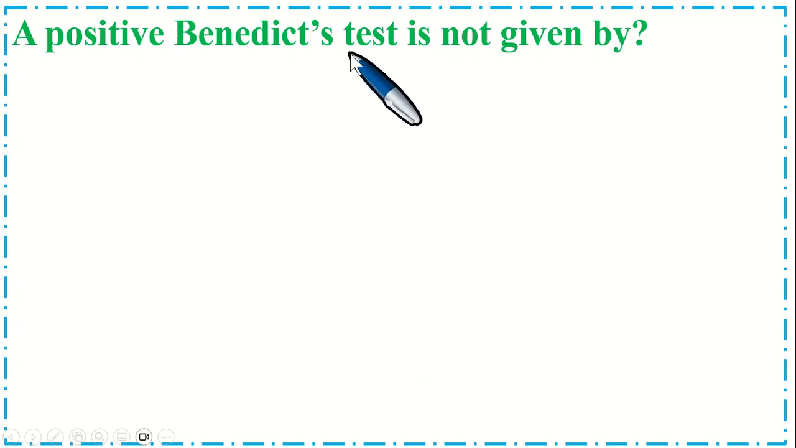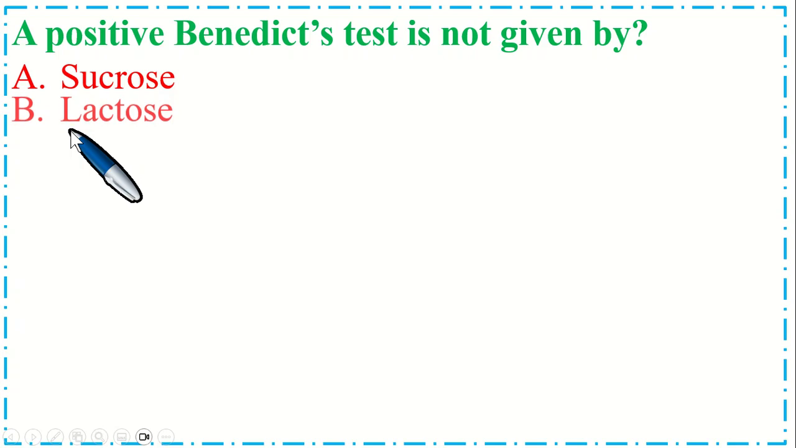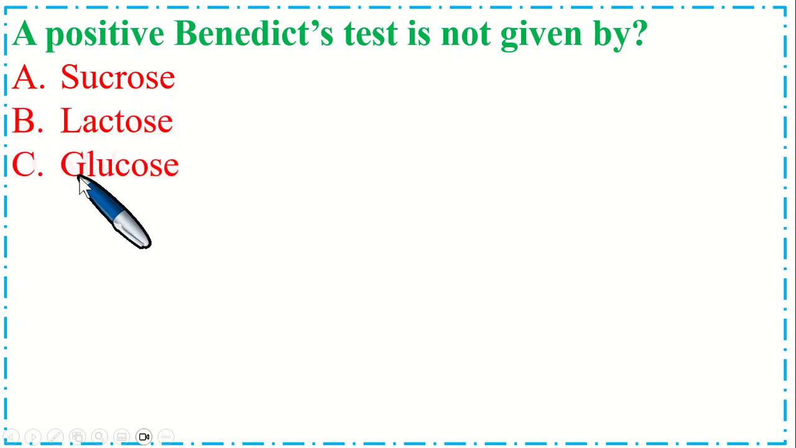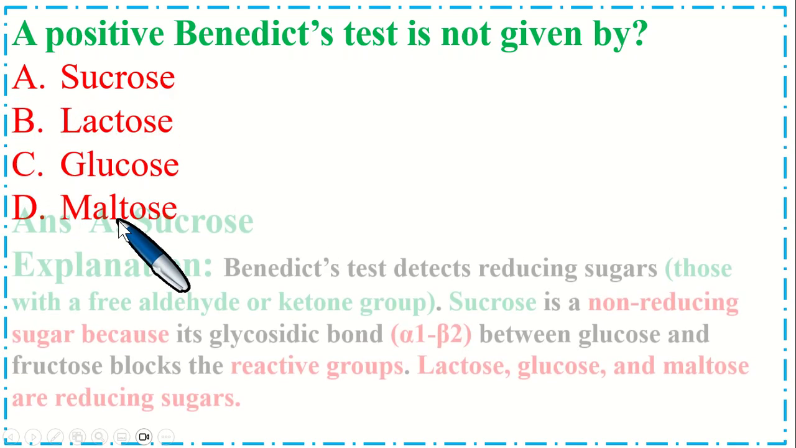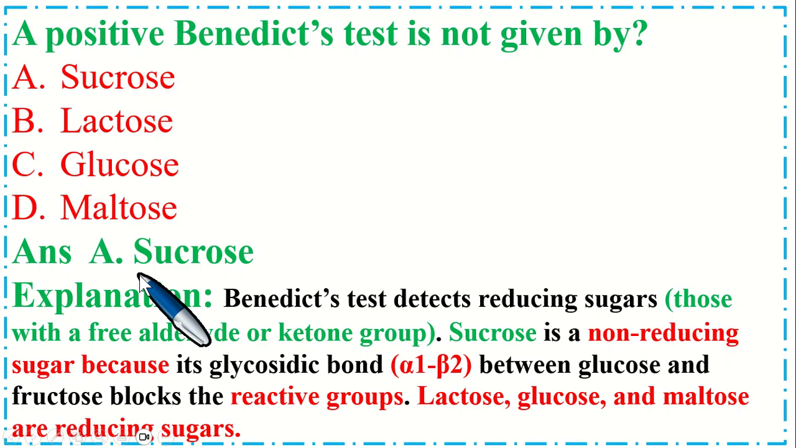A positive Benedict's test is not given by option A sucrose, B lactose, C glucose and option D maltose. So the correct option is A sucrose. Explanation: Benedict's test detects reducing sugars.